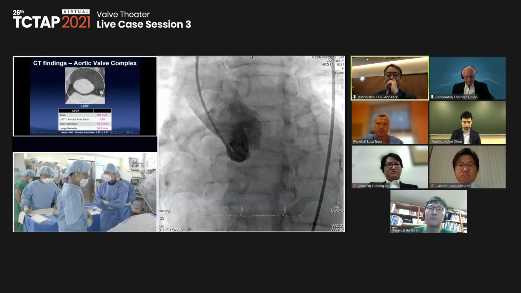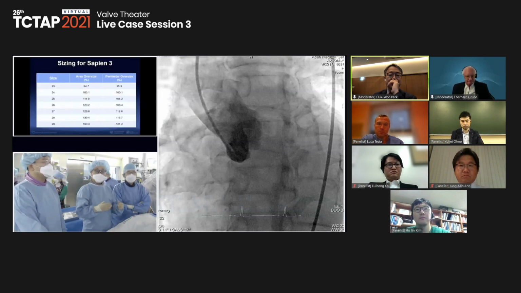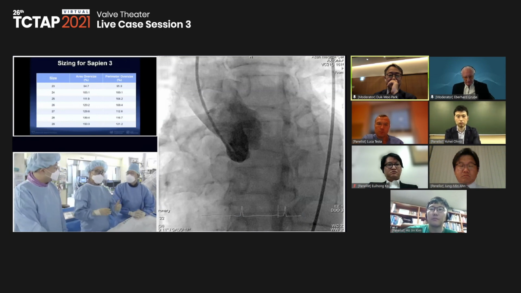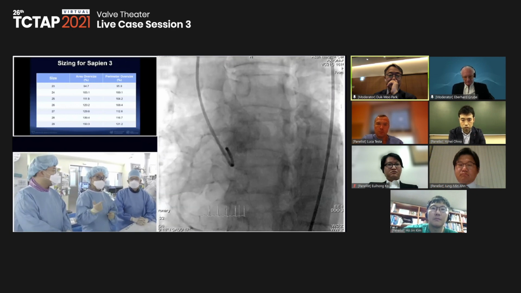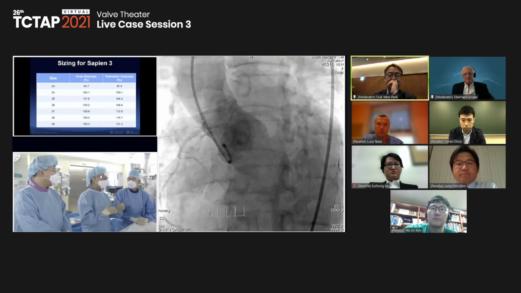So this patient is relatively straightforward. It is a simple patient, a 74-year-old male, and looking at the STS score, it is just 1.6, so I think this is the intermediate zone.